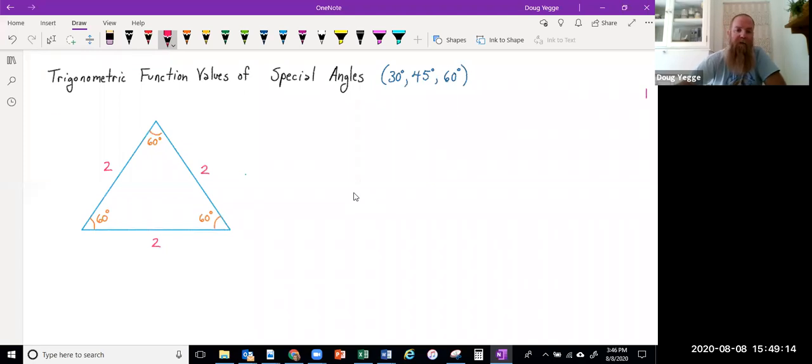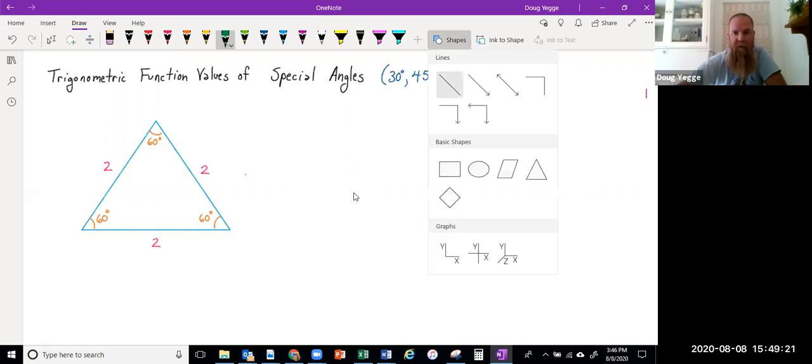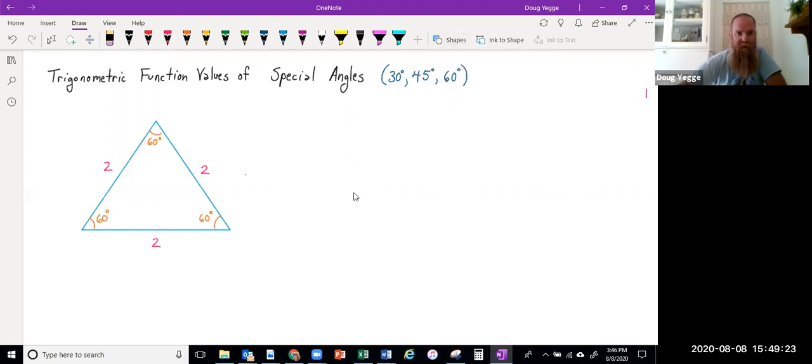All right, now what we're going to do at this point is draw a line, an altitude, from the top vertex all the way down to the bottom.